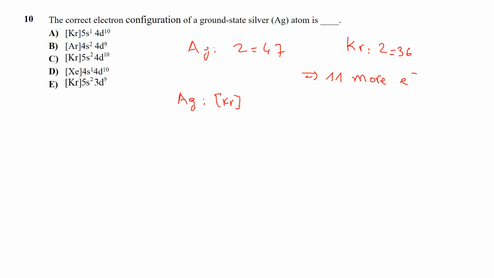krypton 5s and 4d. Here you have 11 electrons. So you can put 1 here and 10, or 2 here, or 5, but here will be 9. Which one is more stable between these two? This one, because you maximize 10 electrons here, and this orbital will be lower in energy. So for 5s1 4d10, this one will be the correct configuration. This is more stable.